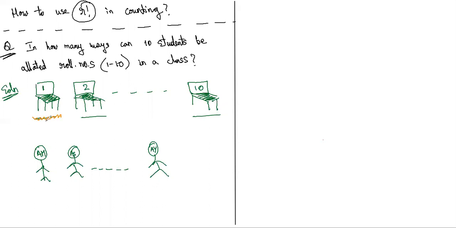Good. For the first chair, everyone is eligible to sit here. No one can claim that one. So everyone has an equal right to sit in this first chair or roll number 1, whatever. So anyone can be roll number 1. I did not say it has to be alphabetical. So anyone can sit here. That means the first chair has 10 options.